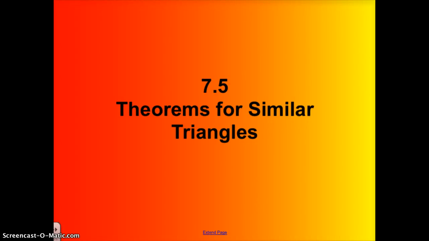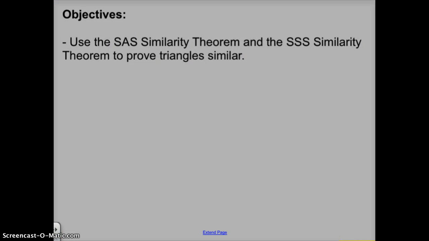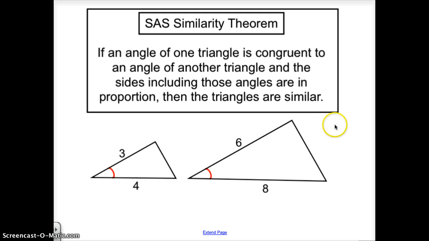Okay, for 7.5, it's a pretty brief lesson. We take the postulate of angle, and we then apply it to two other theorems, similarity theorems, side angle side and side side side. Side angle side just says that if an angle of one triangle is congruent to the other angle and the sides that are including it are proportional, then the triangles are similar.